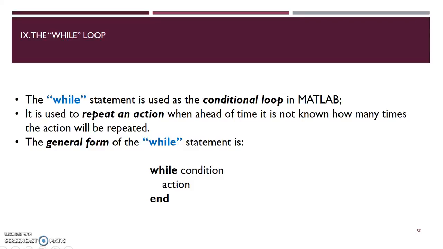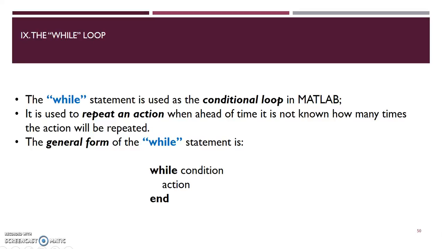The while loop is a conditional loop, which means it repeats a set of commands until a condition remains true. The general form of this statement is given here. Condition is an expression that can be true or false. When MATLAB reaches the beginning of this while loop and before it starts the loop, it checks the condition.